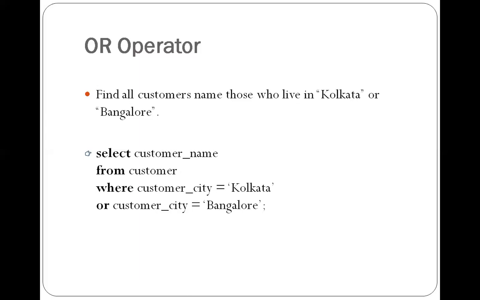Okay, so in such cases, we'll use the OR operator. What will be the query? Select customer name, the attribute name, from customer, that is the table name customer, where customer city equal to 'Kolkata', within quotes, or customer city equal to 'Bangalore'. Okay.